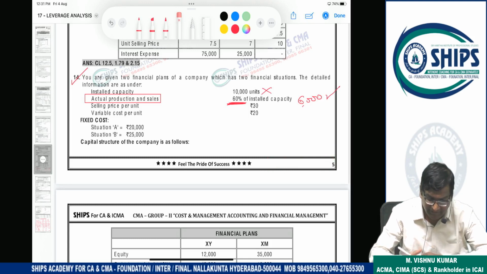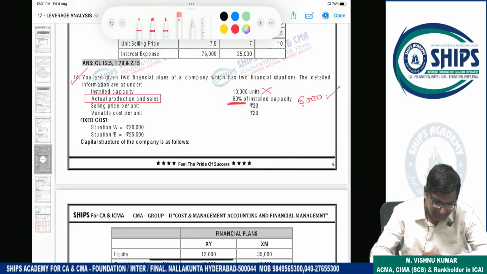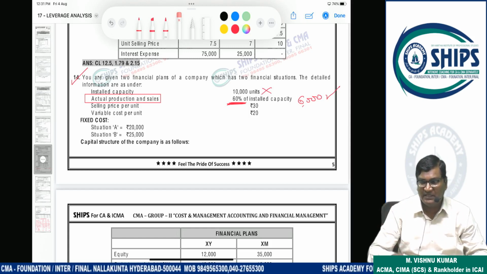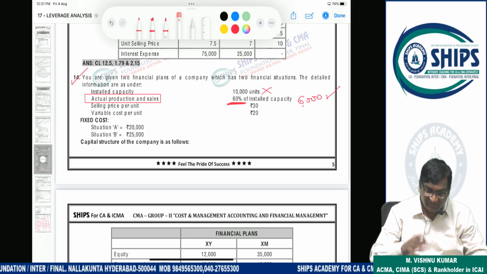Why have they given this data? The reason is, after calculating they will understand in which situation risk is high, and in which situation risk is less.